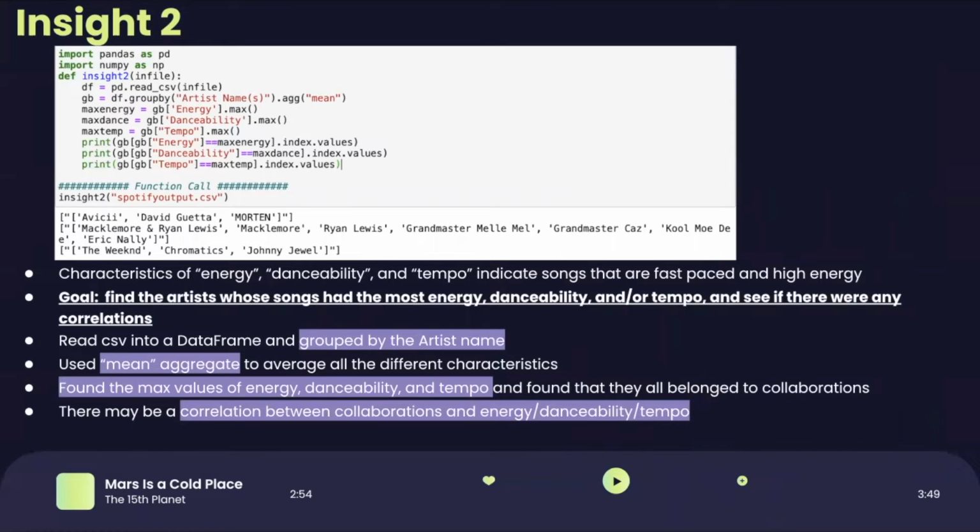The goal of this second insight was to find the artist whose songs had the most energy, danceability, and tempo, and see if there were any correlations. We read our CSV into a data frame and grouped by the artist name. We used the mean aggregate to average all the characteristics. We found the maximum values of energy, danceability, and tempo, and found that they all belonged to collaborations.